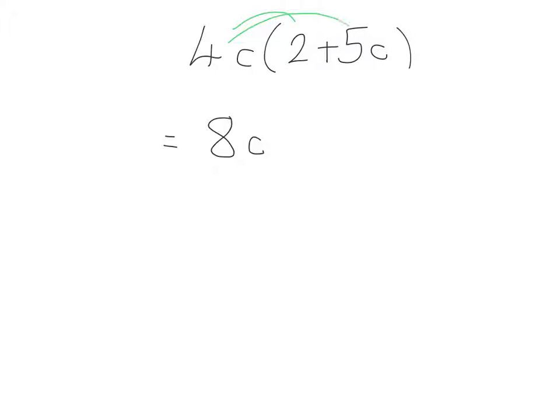Then 4c times 5c, so remember you multiply the numbers together, 4 5s are 20. You still need to multiply the letters together. c times c would be c squared.